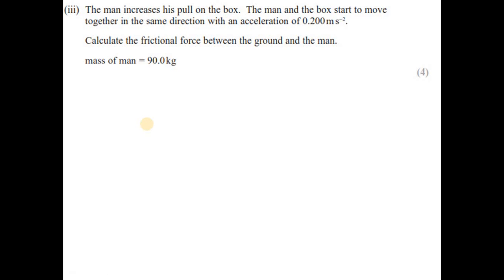Part 3. The man increases his pull on the box. The man and the box start to move together in the same direction with an acceleration of 0.2. Calculate the frictional force between the ground and the man.